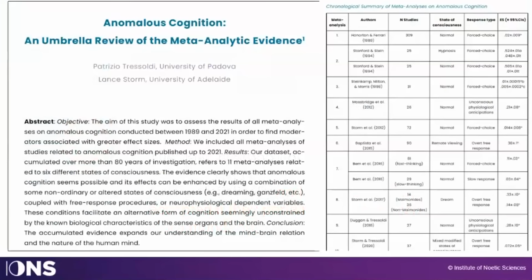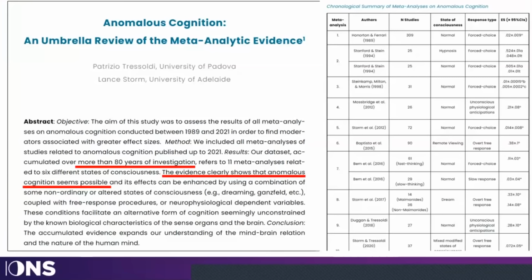You can find even more recent effects. The articles, these came out, I think, this year, looking at what's called an umbrella review, looking at many different meta-analyses, in this case for anomalous cognition, which is the polite academic way of talking about psychic phenomena. So they looked at over 80 years of investigation, 11 meta-analyses, and the evidence clearly shows that anomalous cognition seems possible. And that's said in a way to make it academically acceptable.